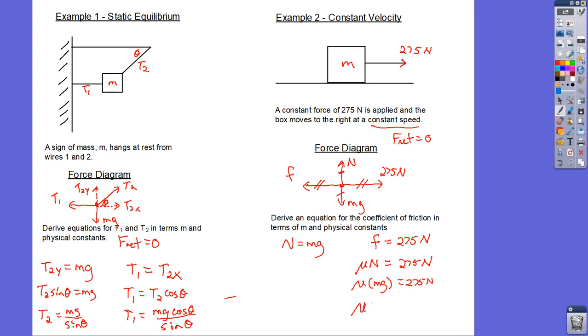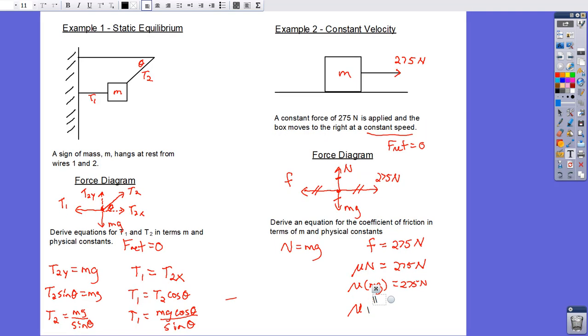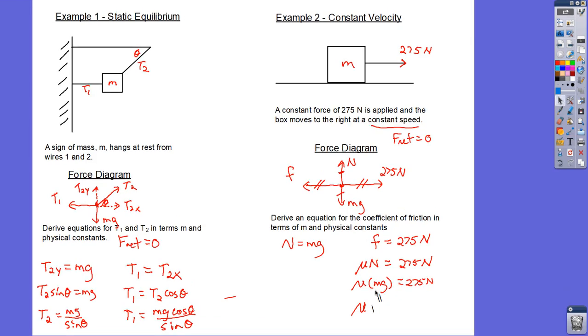So you'd have, no, I hope we haven't locked up here. Okay, it's doing that thing it occasionally does. Move those out of the way. And so we'd have 275 over mg.